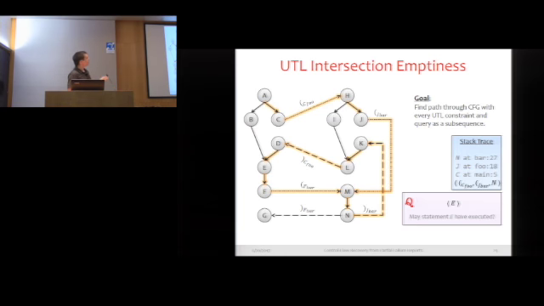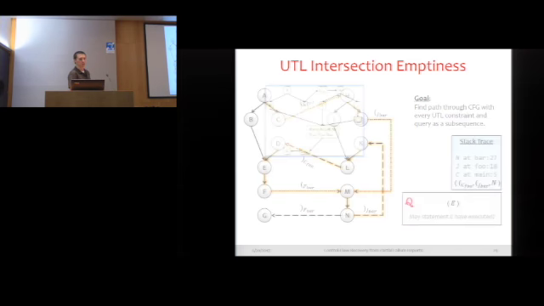Now this intersection emptiness check actually only takes time polynomial in the size of the control flow graph and the provided failure report. So I don't have time to go into the details of the algorithm here, but please see our paper for details, or I'm more than happy to chat about it after the talk.